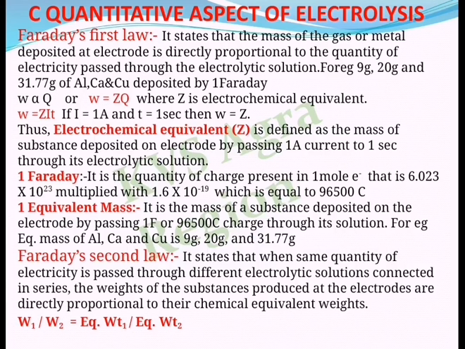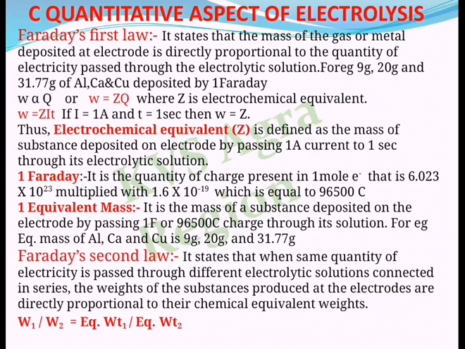Okay, now we come to the most important topic, that is the quantitative aspect of electrolysis, means mathematical relationship. Here we study Faraday's first law. Faraday's first law states that the mass of the gas or metal deposited at the cathode or electrode is directly proportional to the quantity of electricity passed through the electrolytic solution. For example, 9 gram, 20 gram and 31.7 gram of aluminium, calcium and copper are deposited by 1 Faraday charge.